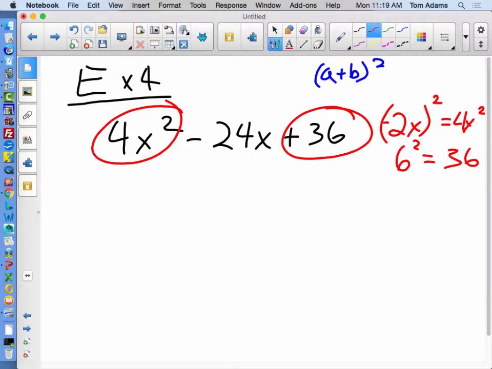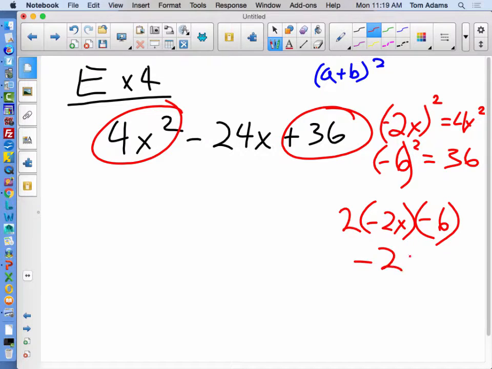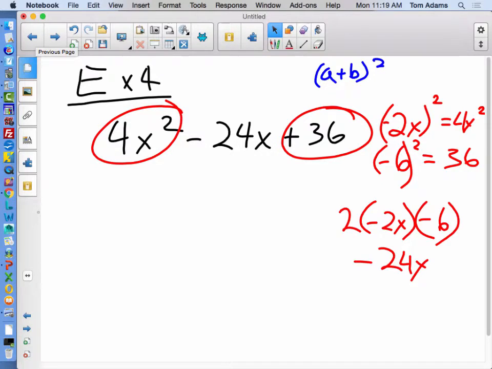If I say negative this, right? But what's negative 2x times negative 6 times 2? 24. Now, you probably won't recognize that right away, so I'm not real worried if you go, oh, that's a perfect square. No, just factor it out.